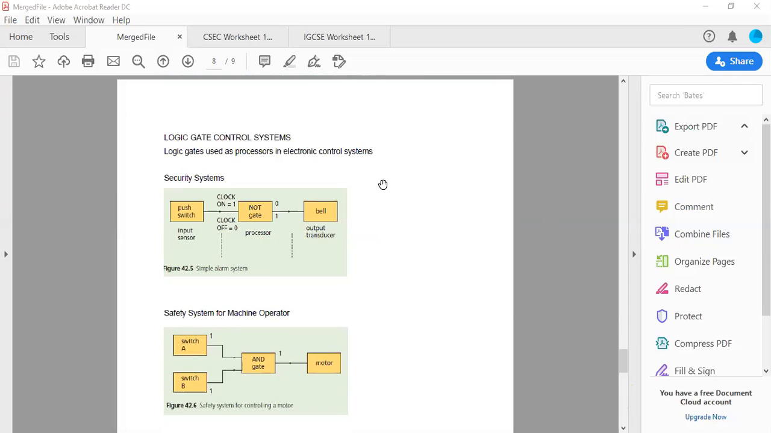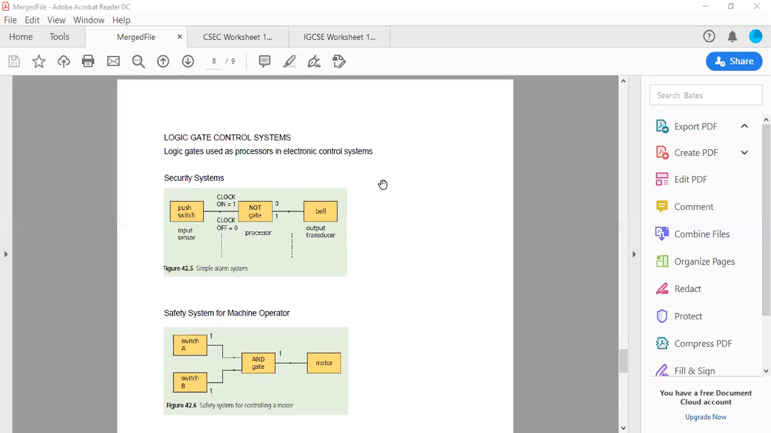So the next thing we're going to start, we'll take a break from around 6 to 20 past 6. But before, I just want to touch on logic gate control systems. So logic gates, this is what we're going to deal with.